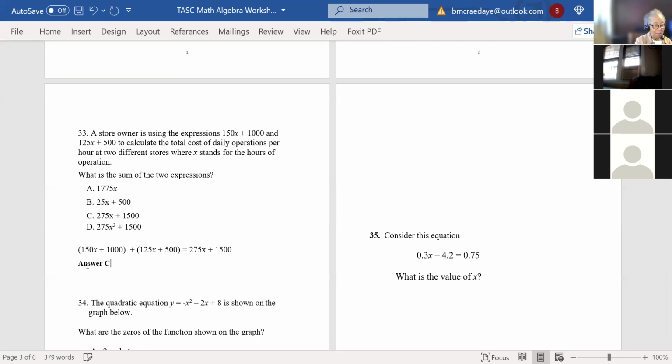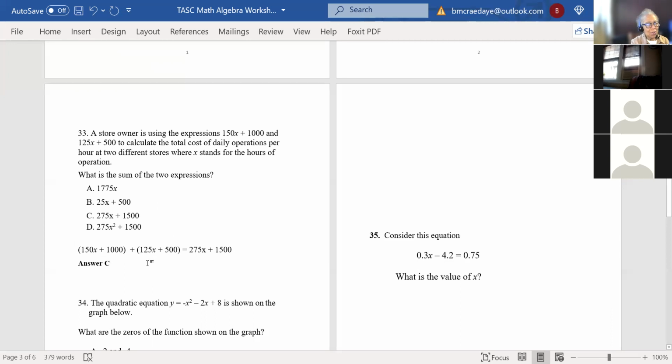C. D has 275x to the second power. And you're not multiplying here, so you're not getting x squared. You're adding. So when you add, you just add the coefficients. 150 plus 125, 275. Variable x. Constant 1,000 plus 500, 1,500. Answer C.